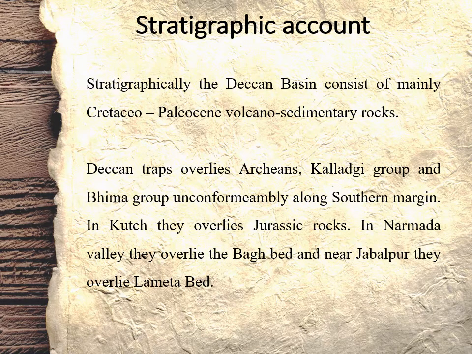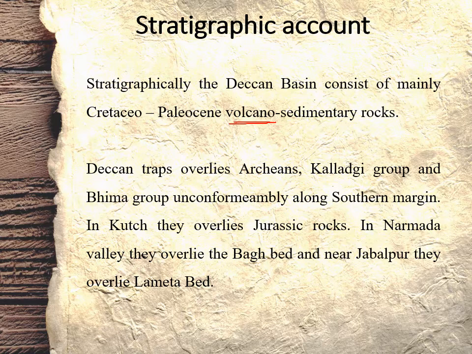Stratigraphically, the Deccan Basin mainly consists of Cretaceous to Paleocene volcano sedimentary rocks. Now, in all the previous slides, I described the volcanic rocks, where these sedimentary rocks came from. As I already told you, the Deccan Trap eruption is not a continuous phenomenon happening in the Cretaceous and Paleocene periods. Instead, it occurs in phases.